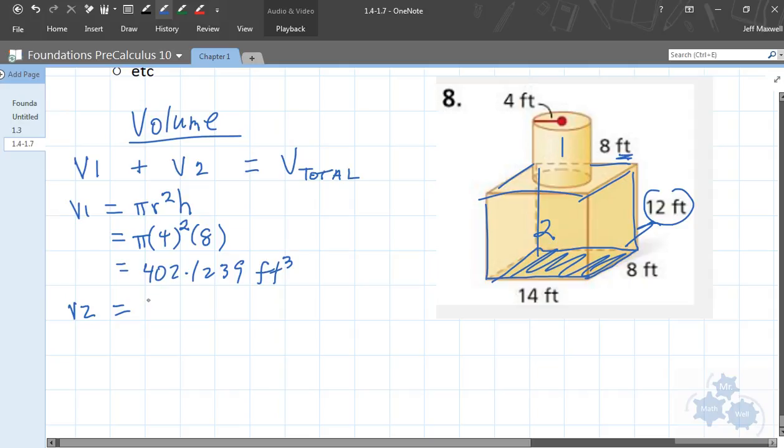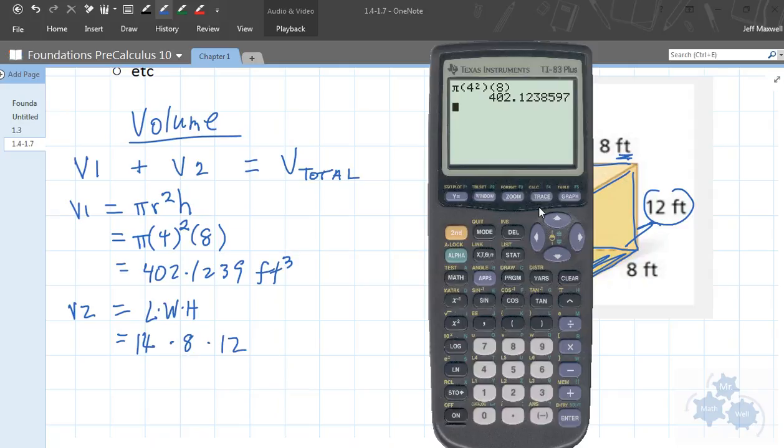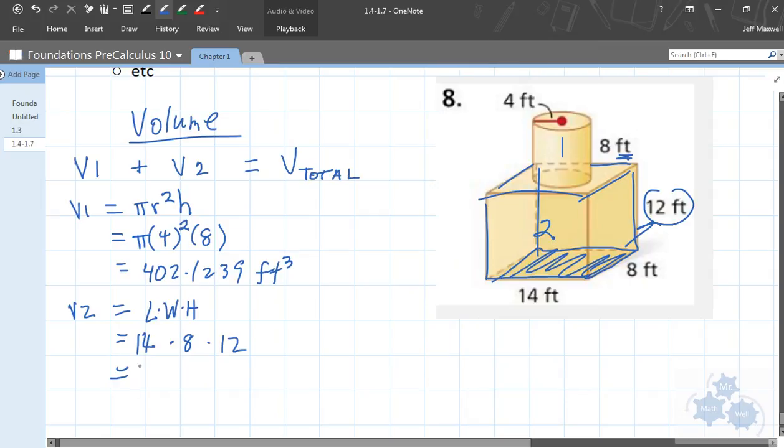So that's going to be length times width times height, right? Length times width times height. Pretty easy, it's going to be 14 times 8 times 12. As fast as you can on your calculator, multiply those three together, and you get 1344. No decimal places or anything, right?